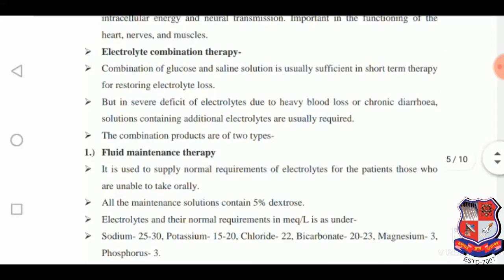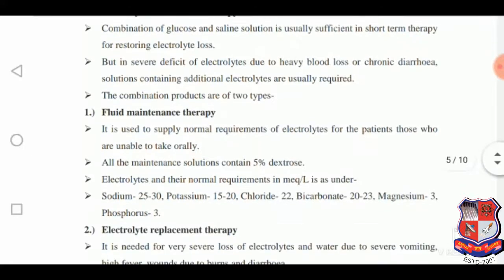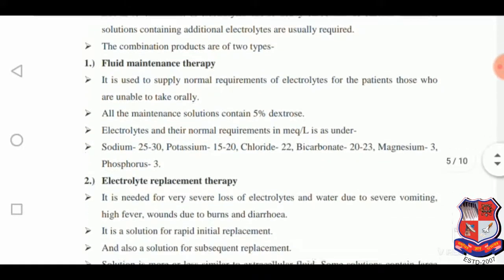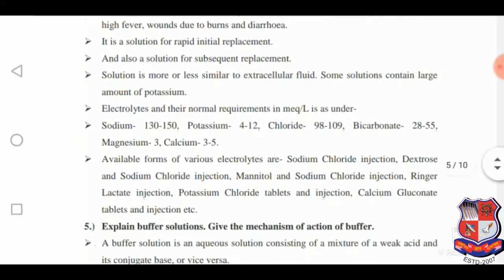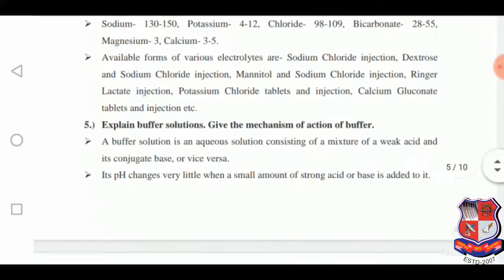Here are some therapy combinations. A single ion solution is usually sufficient in short-term therapy for restoring electrolyte loss. But in severe deficit of electrolytes due to heavy blood loss or chronic diarrhea, solutions containing additional electrolytes are necessary. So combination products are tools of fluid maintenance therapy and electrolyte replacement therapy. These are the key points.